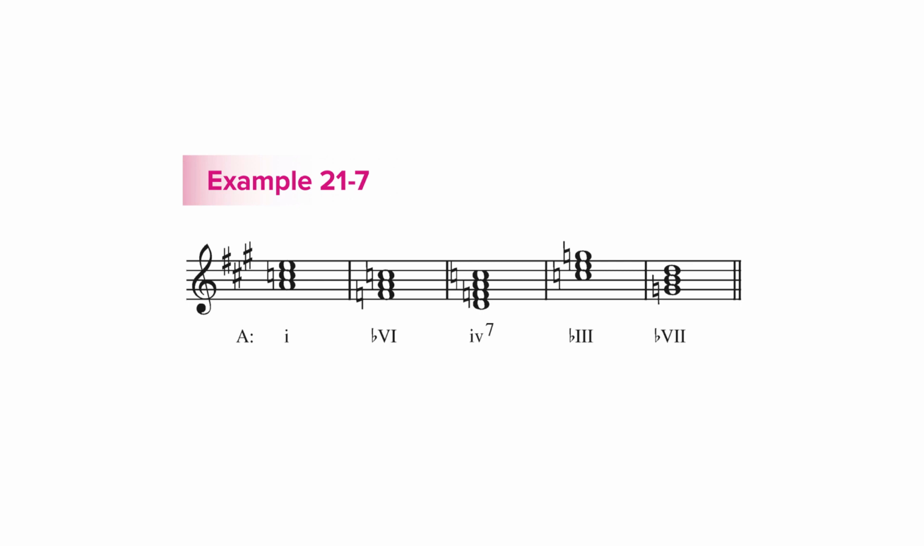We can change the 3rd degree, which would be C sharp minor in A major. We can change it to C major. And the flat 7, which functions actually as secondary dominant of flat 3, instead of G sharp diminished triad, we can change it to G major triad.